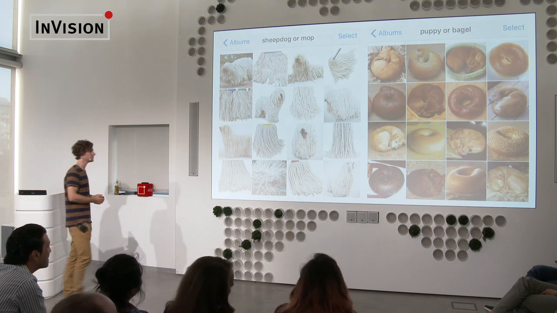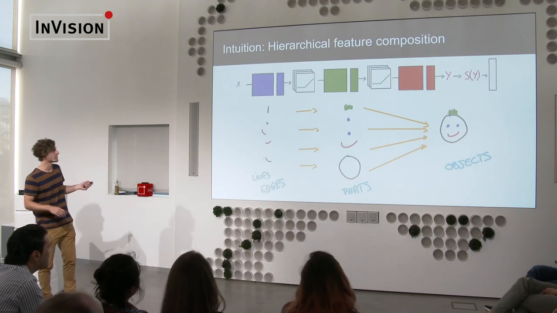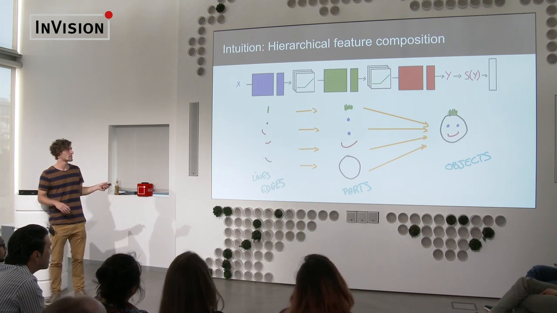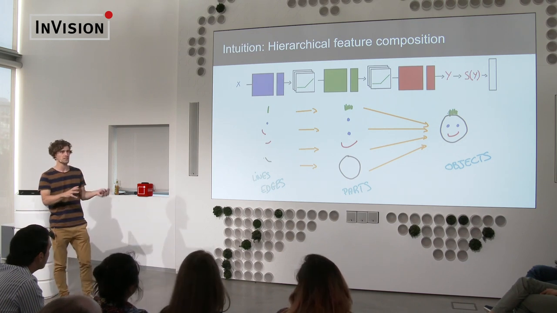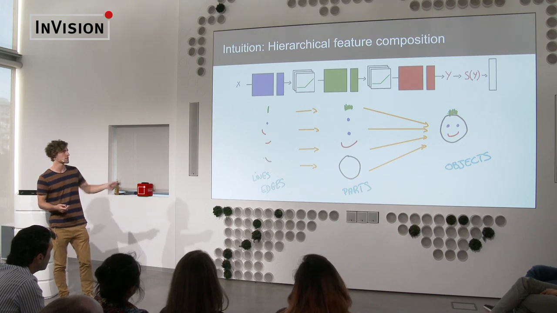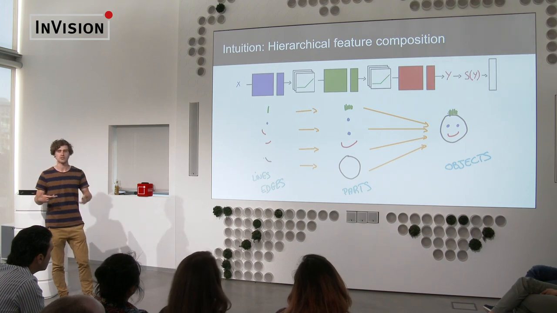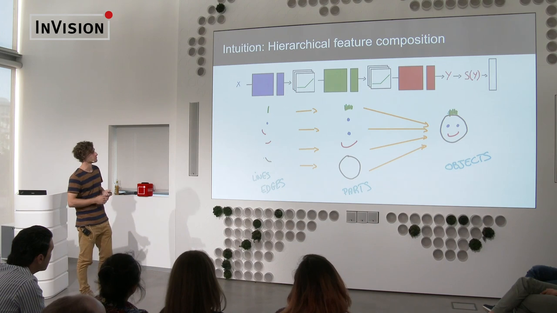And so the intuition that we have right now is that these networks are learning very simple things in the beginning of the network, like edges and lines and dots. Then as you go through the network, they combine these very simple things into more complicated stuff. So you could detect lines and edges, create more complicated objects, and then at the end of your network, start detecting faces. So they're doing hierarchical composition.